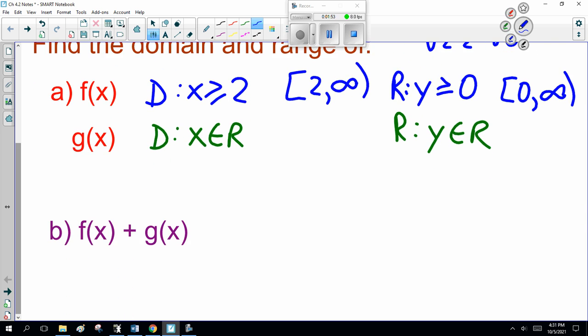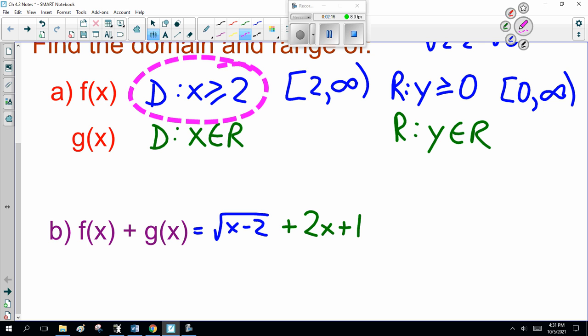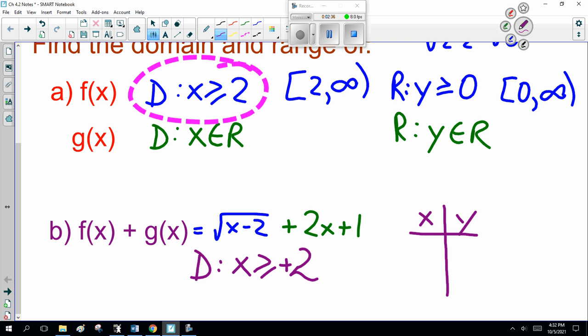What's the domain and range when you combine the functions? Well, f of x plus g of x is the square root of x minus 2 plus 2x plus 1. Now you can graph that, and I encourage you to graph it. But when you're graphing it, I want you to realize there's a restriction on the original function. X is greater than or equal to minus 2. Sorry, plus 2. All right? So, what happens there? Well, you start at 2. So if you look at your table of values, 0, 1, 2, 3.